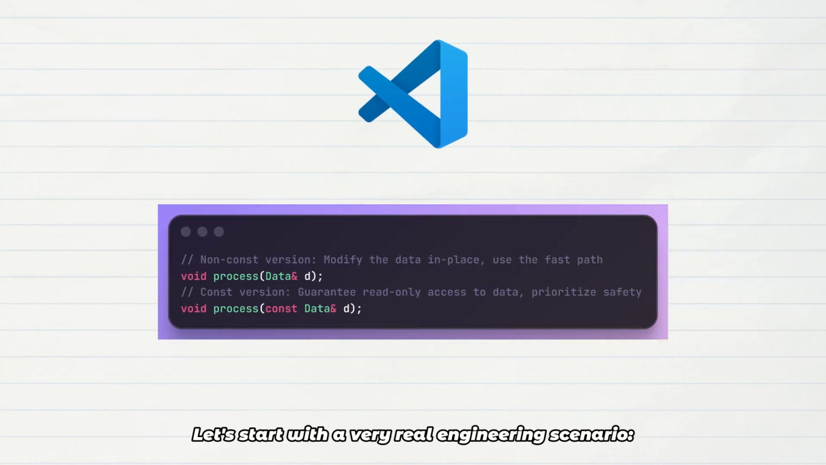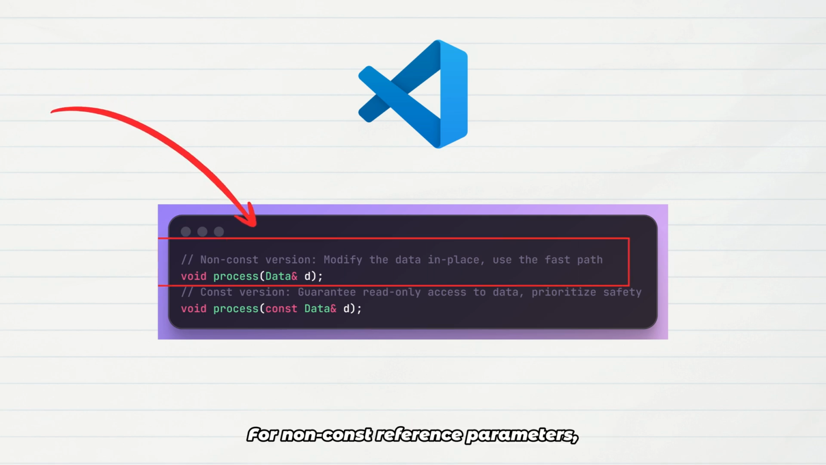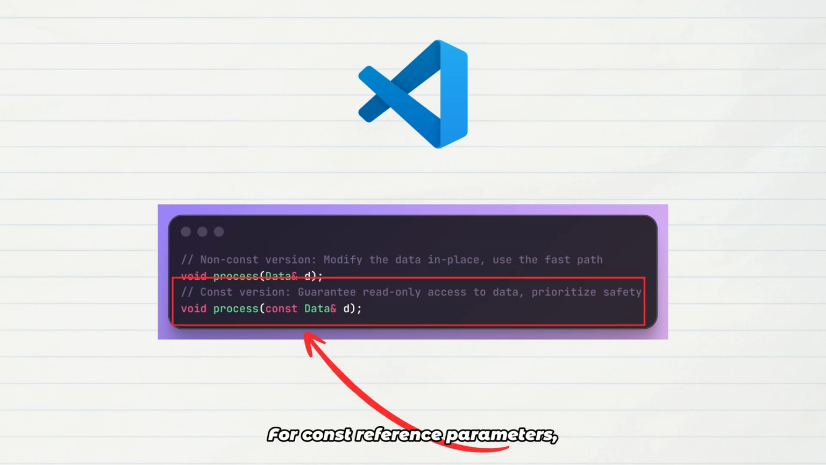Let's start with a very real engineering scenario. Numerous libraries and projects use function overloading like this. The original design intent is straightforward. For non-const reference parameters, the function can modify the passed object directly without extra copying, achieving maximum efficiency. For const reference parameters, it promises not to modify the passed object, ensuring data safety for the caller.